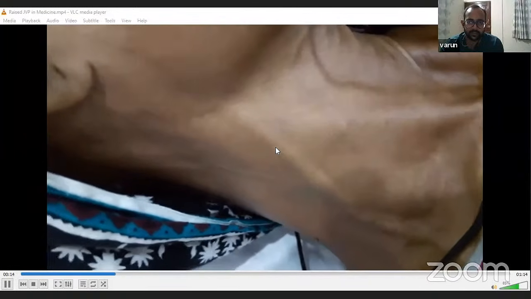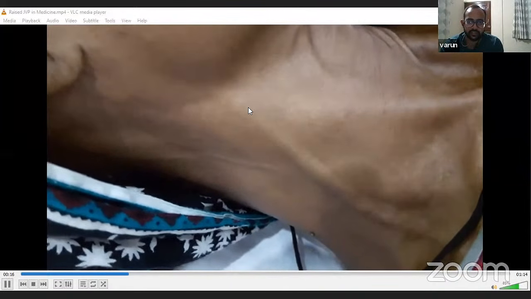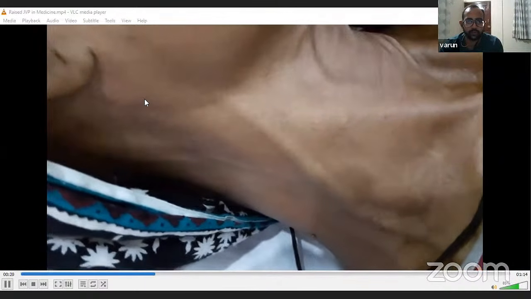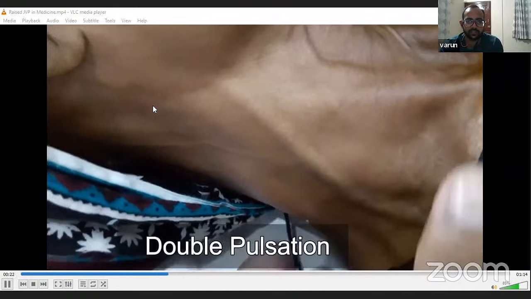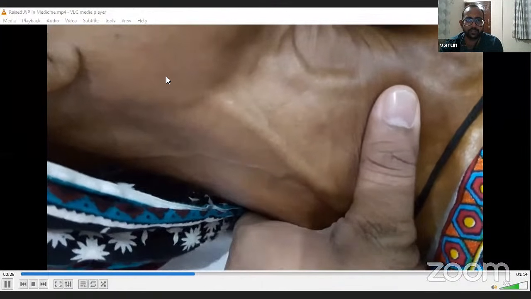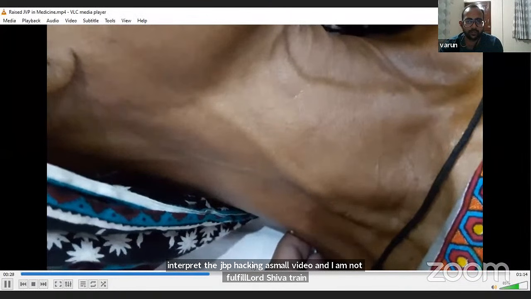Yes, sir, it's visible. Okay, so what you're seeing, the most prominent vein is your EJV, that is the external jugular vein. But if you see just below the lobule of the ear, there are some pulsations going on, and definitely it is not a single carotid pulse. It is multiple.